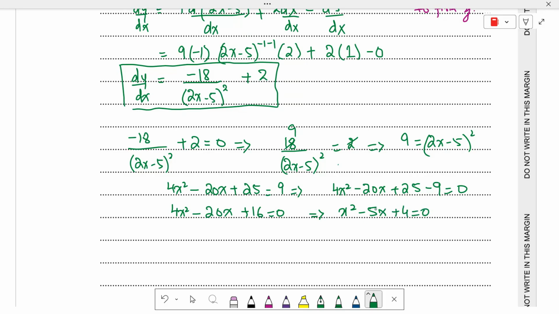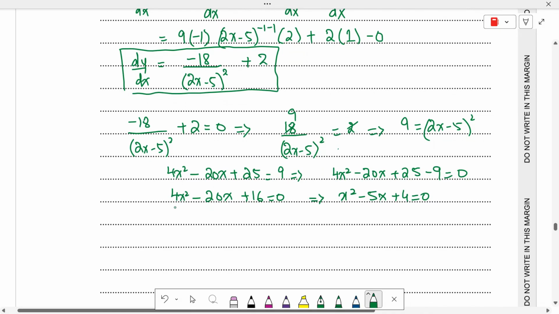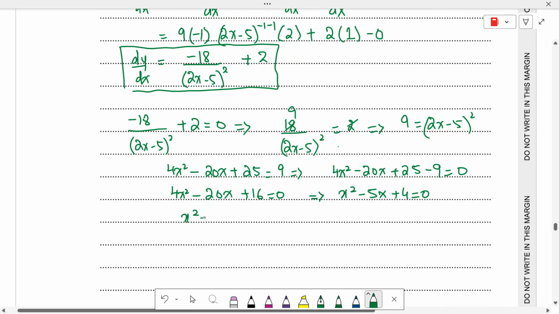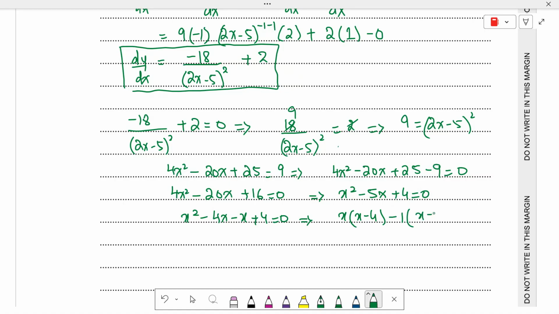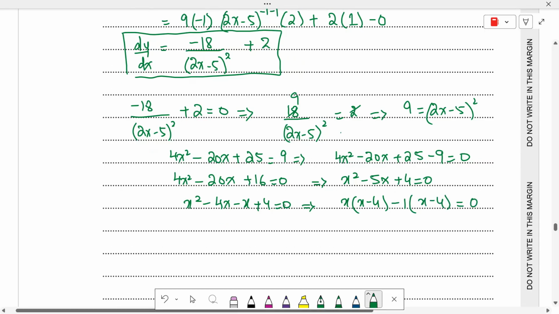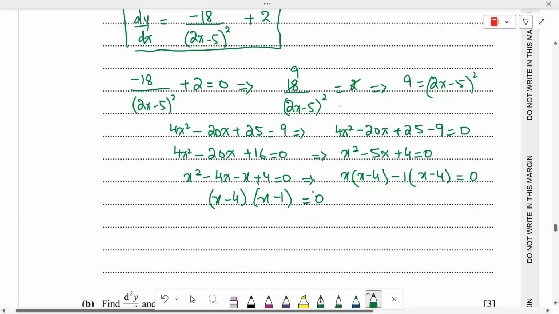This is the quadratic equation. We can apply factorization in this case. So x squared minus 4x minus x plus 4 equals 0, so x common, x minus 4, minus 1 common, x minus 4 equals 0, and we will have two factors, x minus 4 and x minus 1. So equating with 0, we will have x equals 4 and x equals 1.